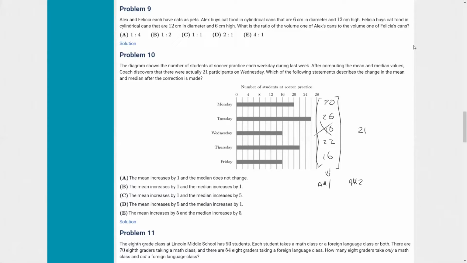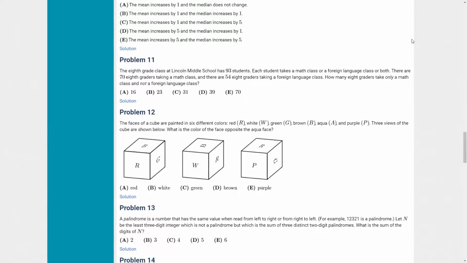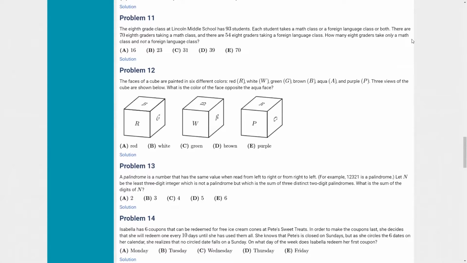Now what happens if, instead of 16, we put in a 21? So if it's 21, 16 is number 1, 20 becomes our number 2, and 21 becomes our number 3. So our average number 2 is 1 greater than average number 1, and our median is now 21 instead of 20. So which answer describes that situation? The mean increases by 1 and the median increases by 1 as well, which lets us know that the answer for problem number 10 is B.